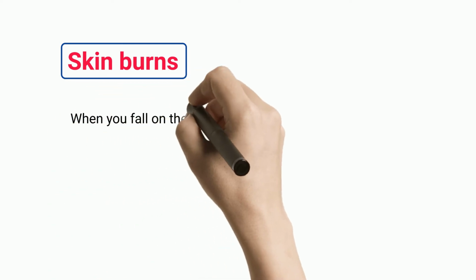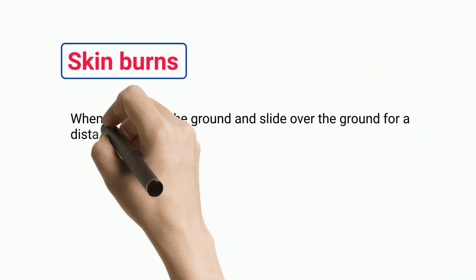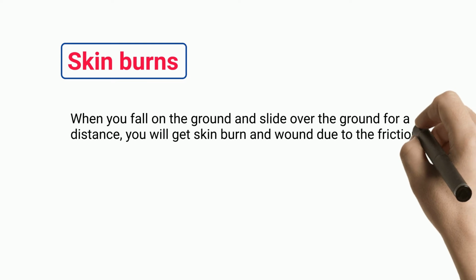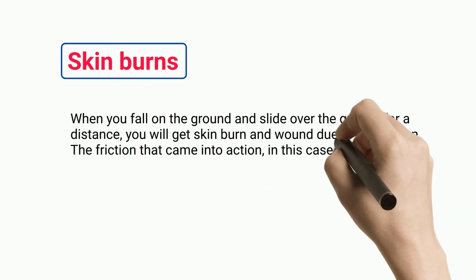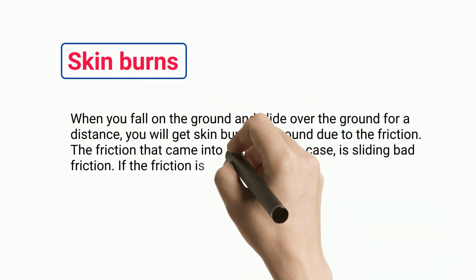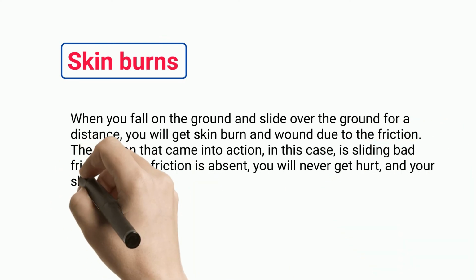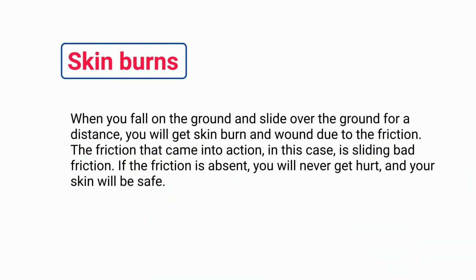Skin burns. When you fall on the ground and slide over the ground for a distance, you will get a skin burn and wound due to the friction. The friction that comes into action in this case is sliding bad friction. If friction were absent, you would never get hurt, and your skin would be safe.